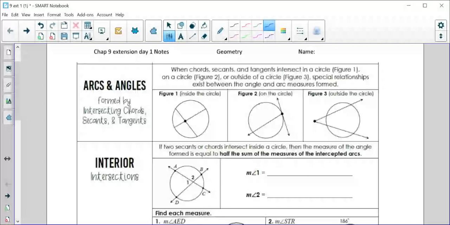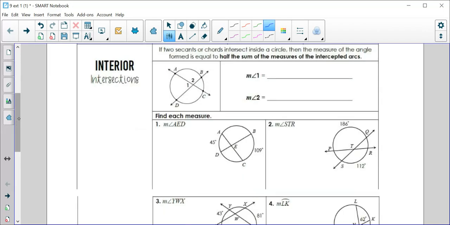Chapter 9, Extension Day 1 Notes. All right, we are starting with looking at tangents, secants, and chords intersecting. So the first one we're going to do is look at where they intersect in the circle, what happens to those arcs and angles.